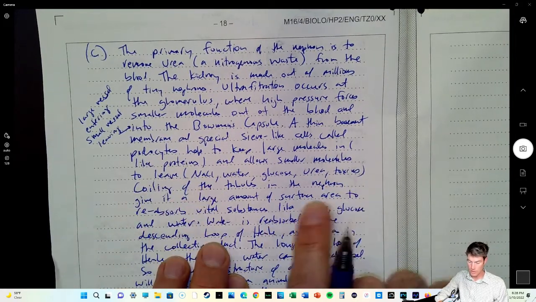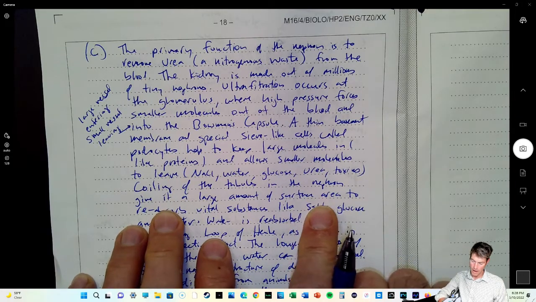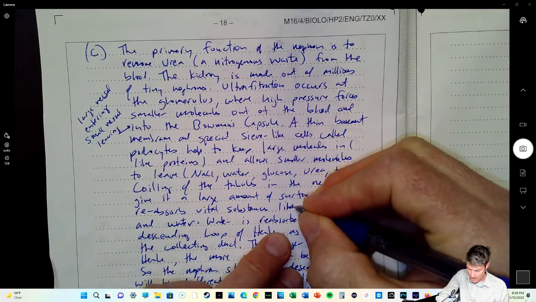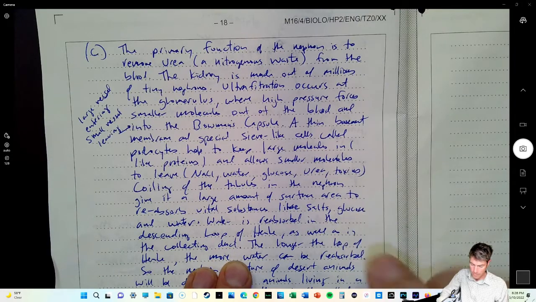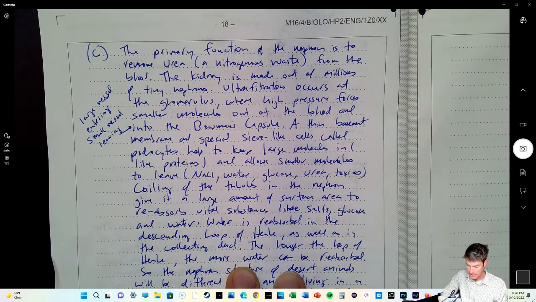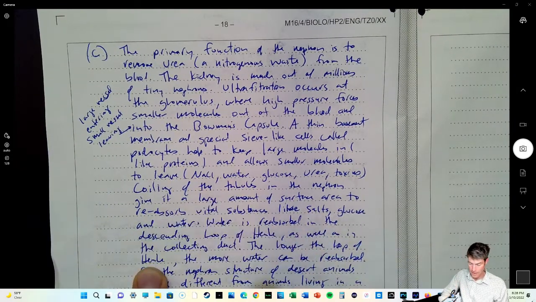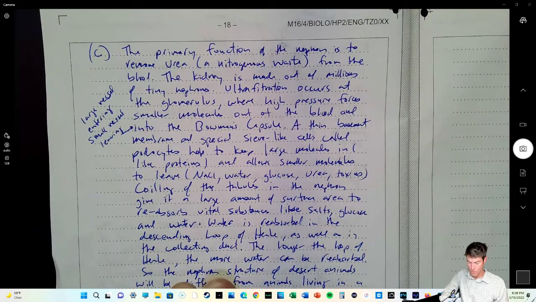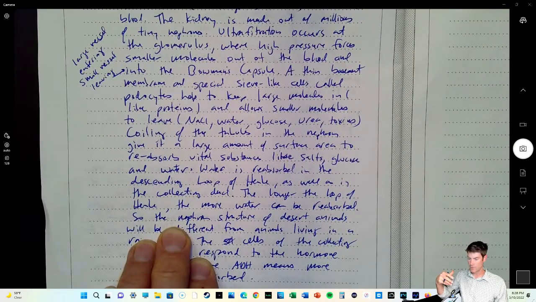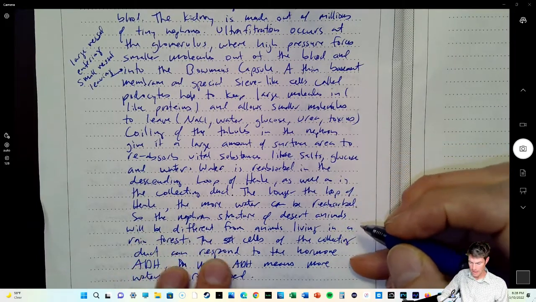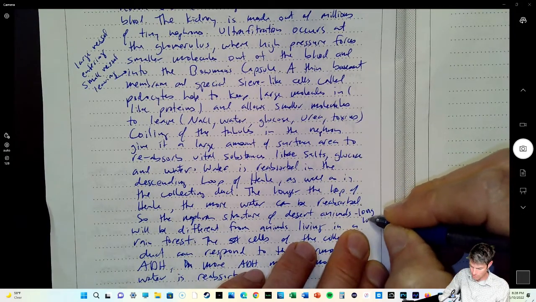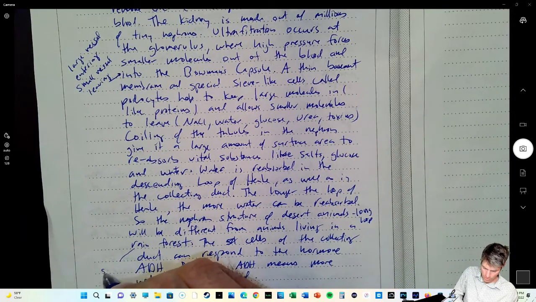Then you have a coiling of the tubule of the nephron that gives it more surface area, more space to reabsorb substances. And this is where salts, glucose, and water are reabsorbed. Water is reabsorbed in the descending loop of Henle, as well as in the collecting duct. The longer the loop of Henle, remember this is structure, the more water can be reabsorbed. So the nephron structure is different based on the function of what it needs to handle. So desert animals are going to have a long loop, and rainforest animals a short loop.